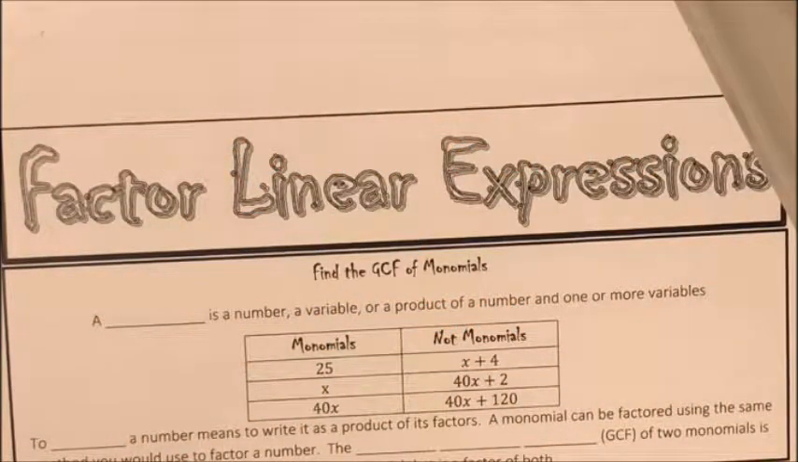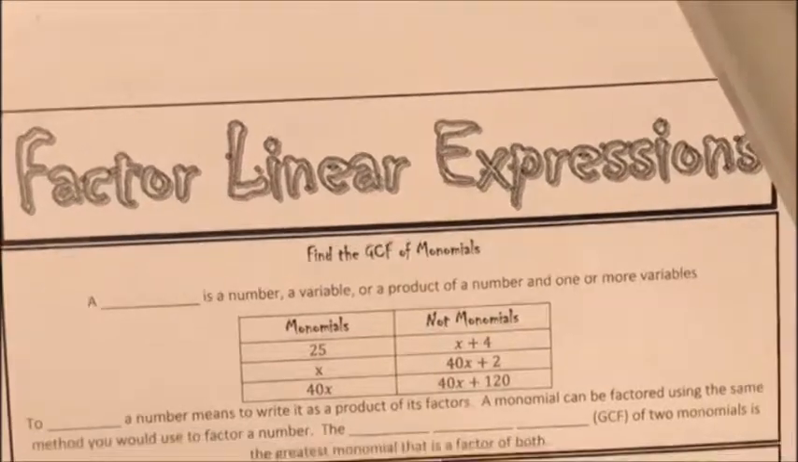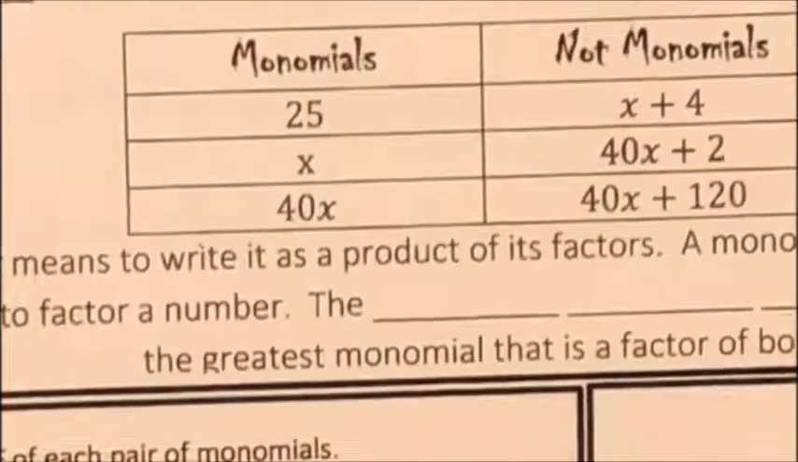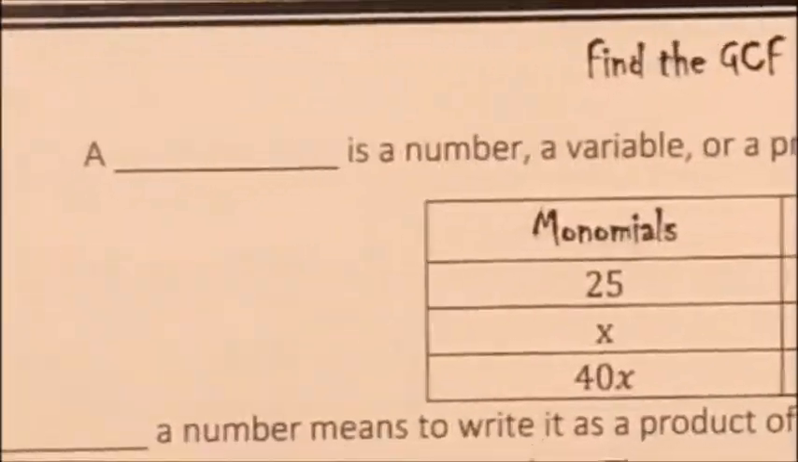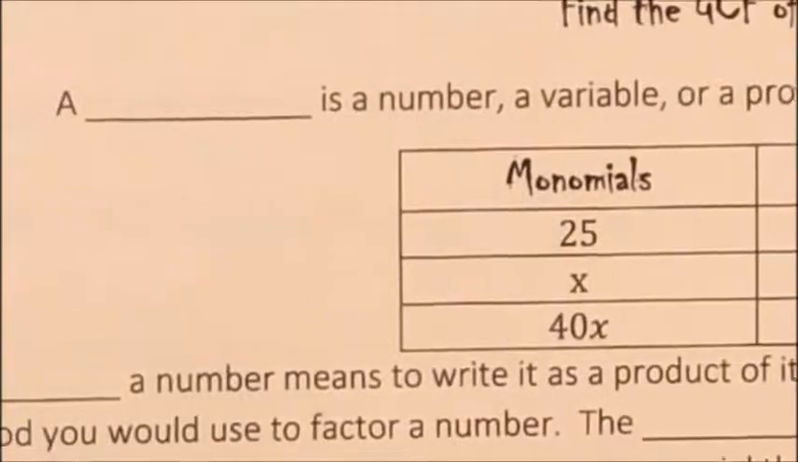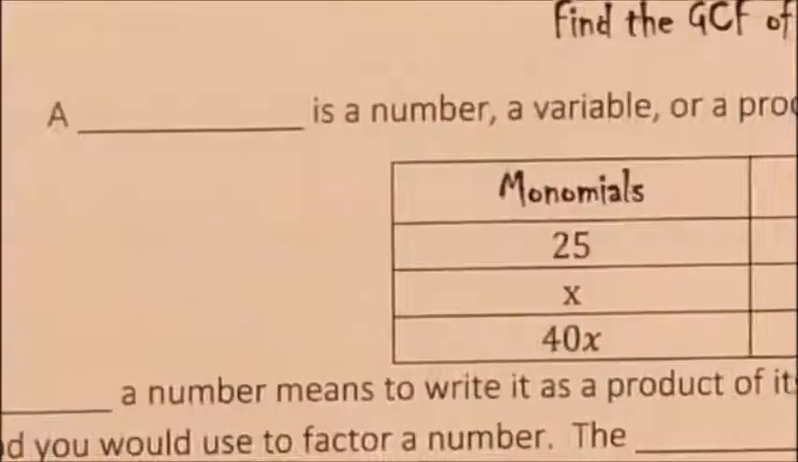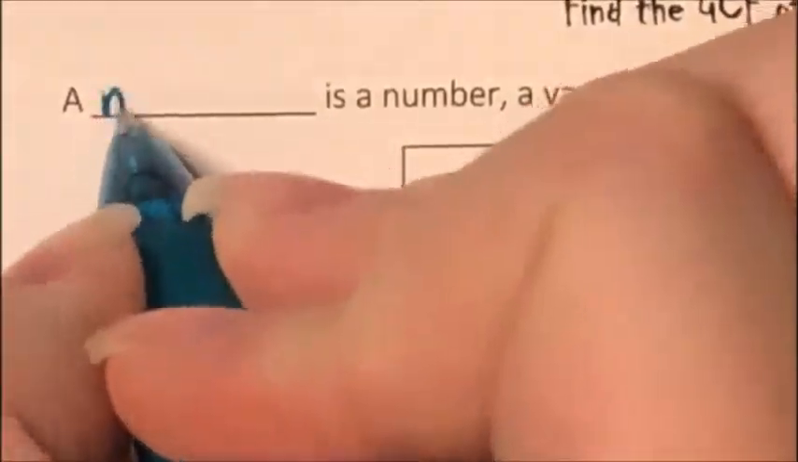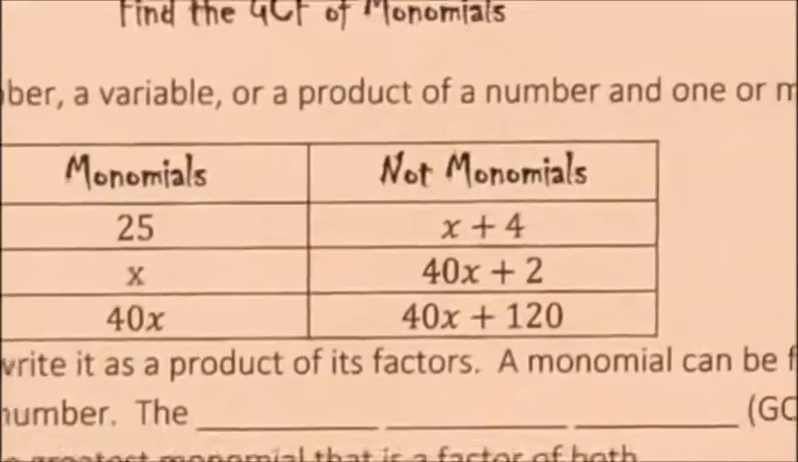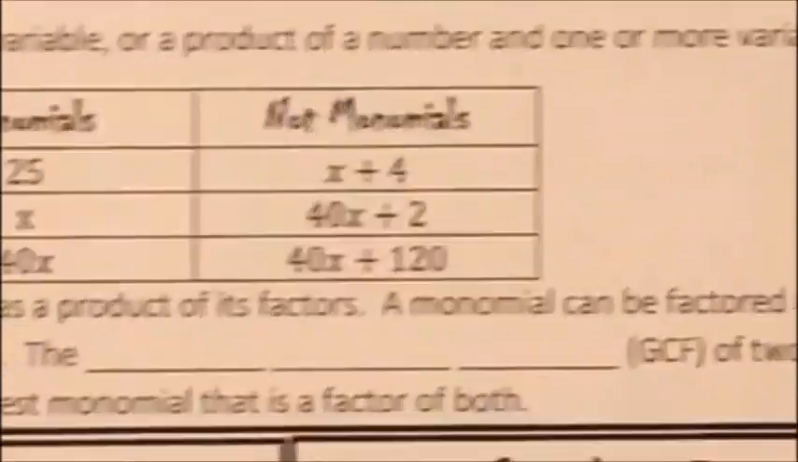This is Chapter 5, Lesson 8, Factor Linear Expressions. So I can find the GCF of monomials. A blank is a number, a variable, or a product of a number and one or more variables. In that blank, you're going to write monomial. Okay, so a monomial is a number, a variable, or a product of a number and one or more variables.